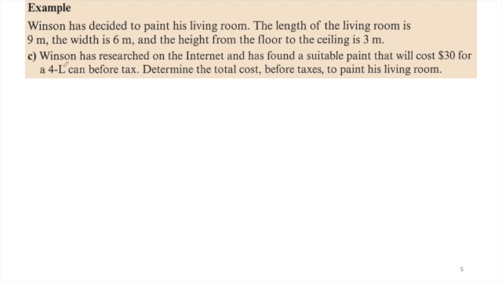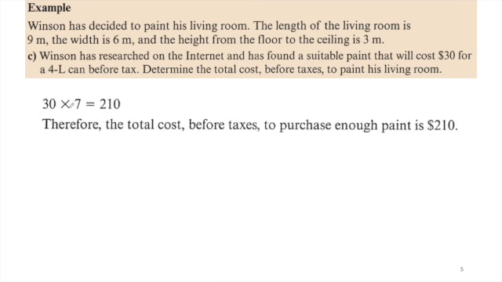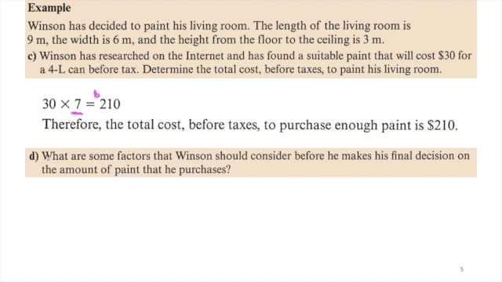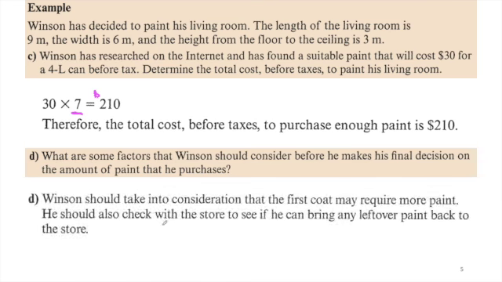Another thing that you could have asked, Winston has researched on the internet and has found a suitable paint that will cost $30 for a 4-liter can before tax. Determine the total cost before taxes to paint his living room. So simply you're going to take the $30 times it by 7 if we're erring on the side of caution for paint, which would be $210 before tax. And then for D is what are some factors that Winston should consider before he makes his final decision on the amount of paint that he purchases.